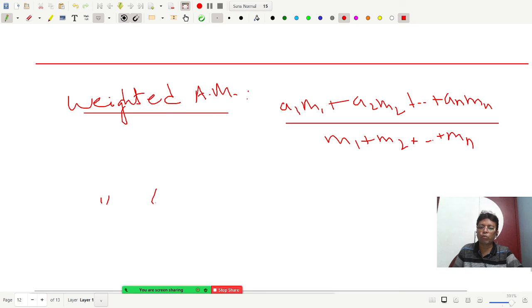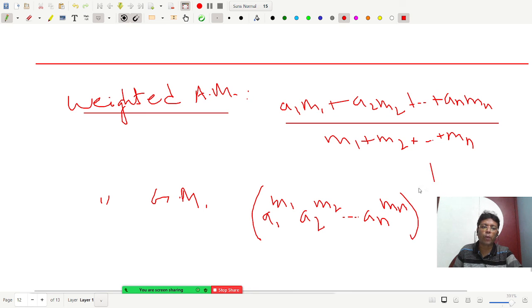And what about the weighted geometric mean? Similarly, you can explain it like this: A1 to the power M1, A2 to the power M2, etc., An to the power Mn, whole to the power 1 over the total weight, the total frequency. That's the weighted GM, and that's the weighted arithmetic mean. So I am going to use that.